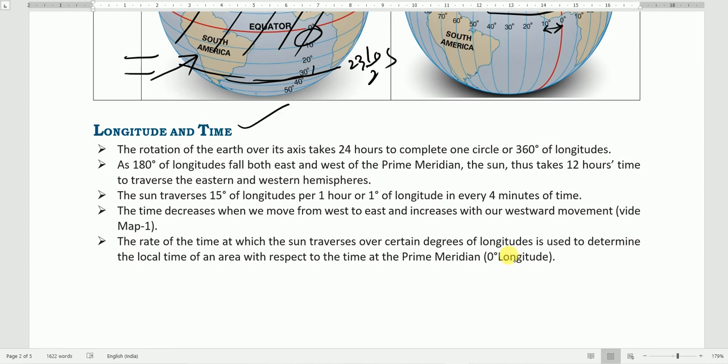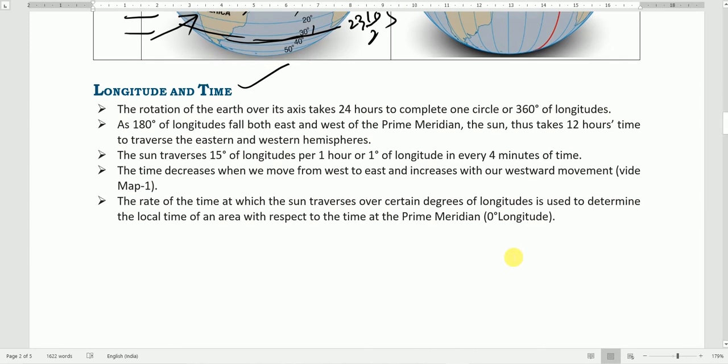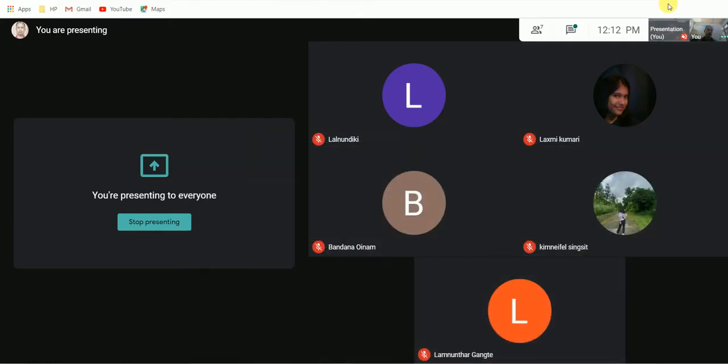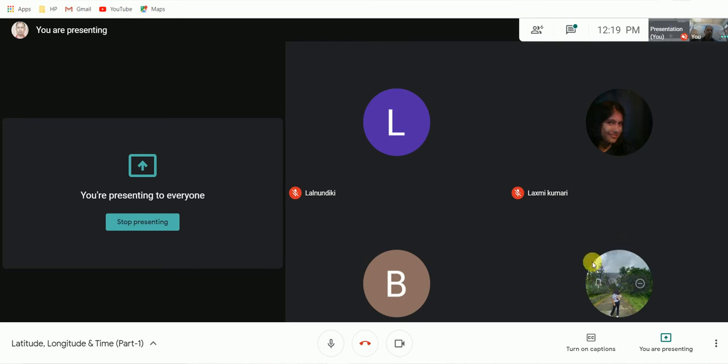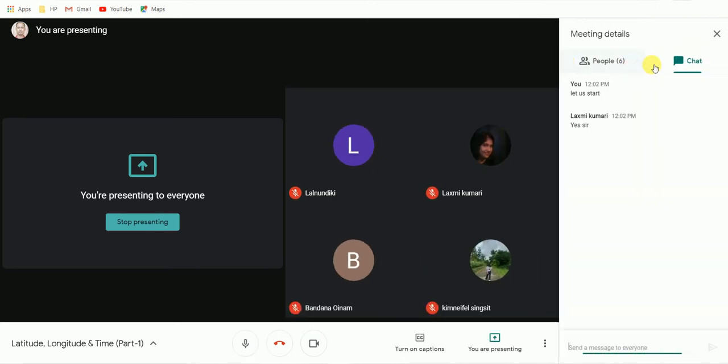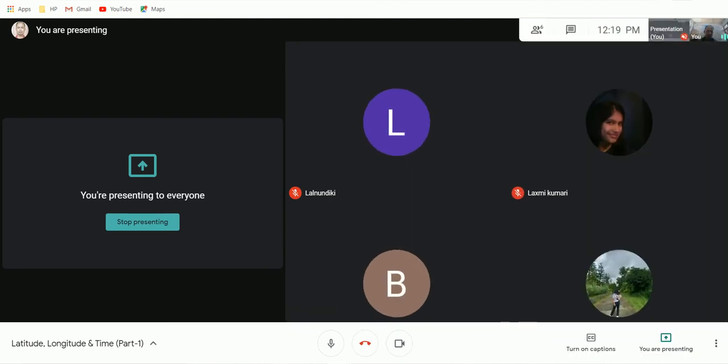Okay, now let us read longitude and time, how time is determined using longitudes. So before we start, are you clear? Any question from your side? Okay, then if you don't have questions, let us proceed.